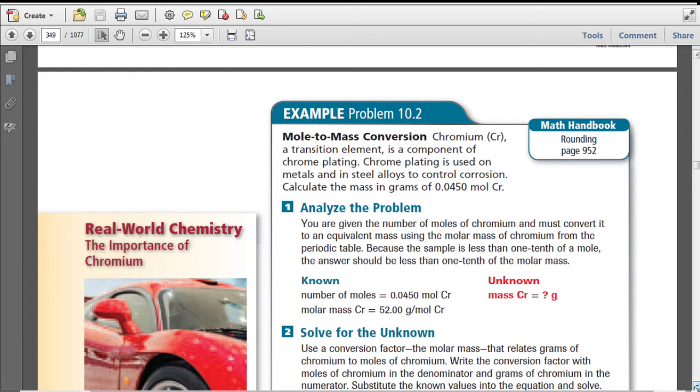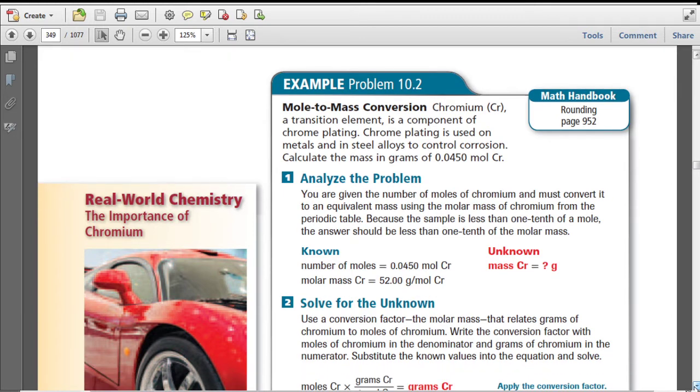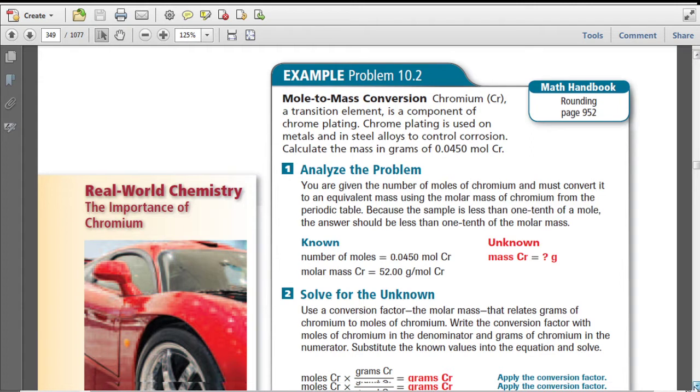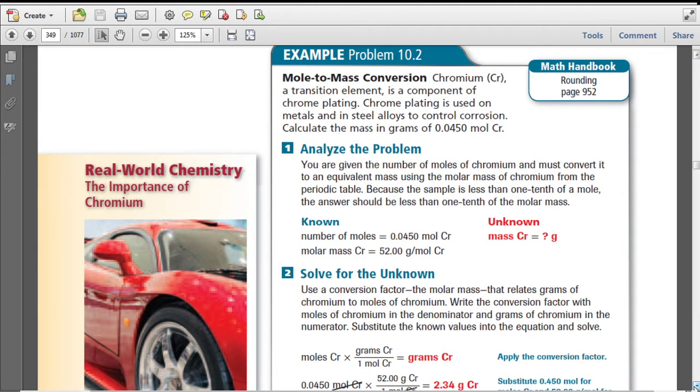All right, chromium, a transition element, is a component of chrome plating. Chrome plating is used on metals and in steel alloys to control corrosion. Calculate the mass in grams of 0.0450 moles of chromium. Right, so when we analyze this problem, let's recognize that you are given the number of moles of chromium and must convert it to an equivalent mass using the molar mass of chromium from the periodic table. Because the sample is less than 1/10 of a mole, the answer should be less than 1/10 of its molar mass.